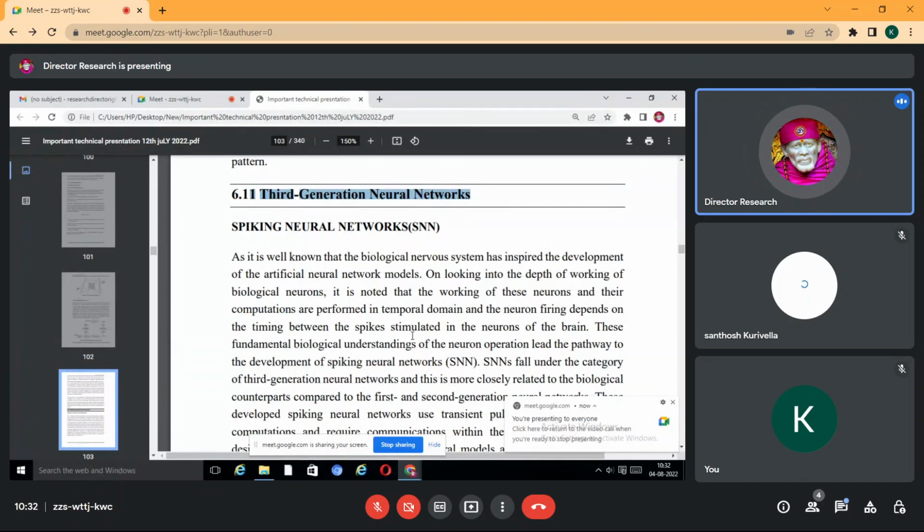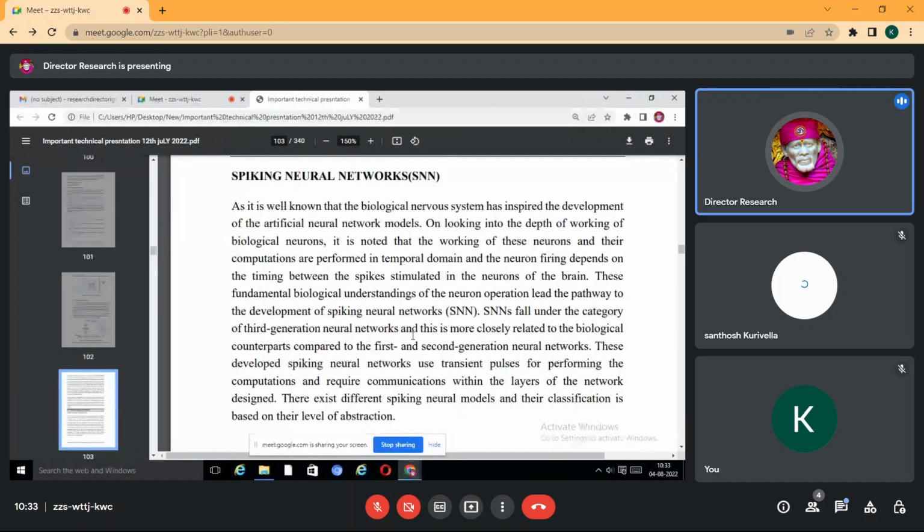As is well known, the biological nervous system has inspired the development of artificial neural network models. On looking into the depth of the working of biological neurons, it is noted that the working of these neurons and their computations are performed in the temporal domain, and the neuron firing depends on the timing between the spikes simulated in the neurons of the brain.